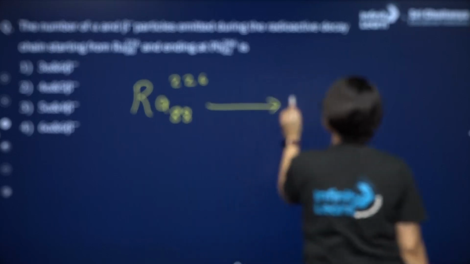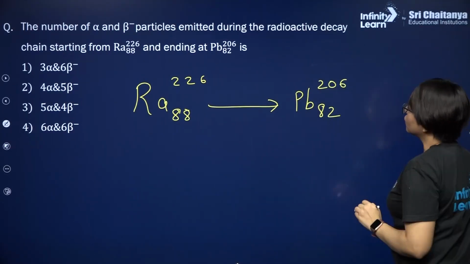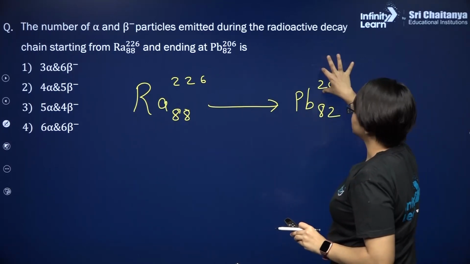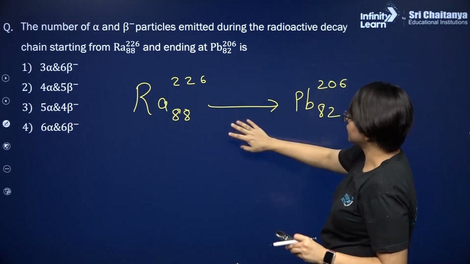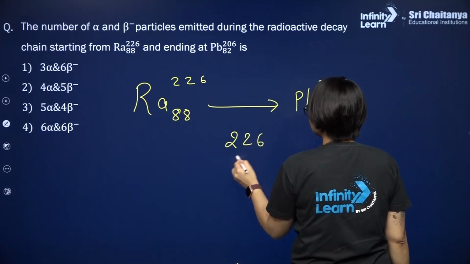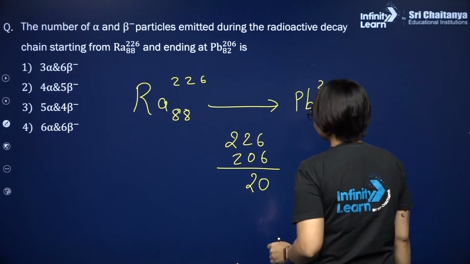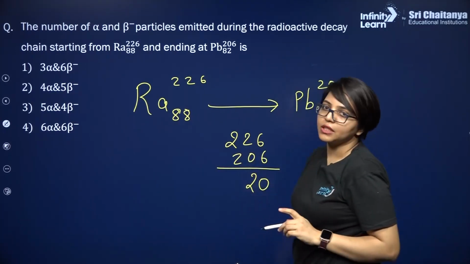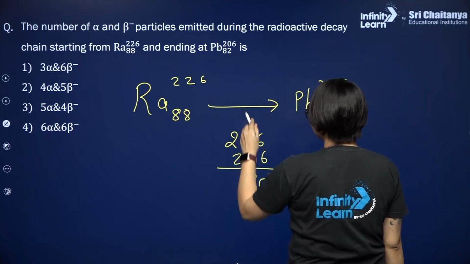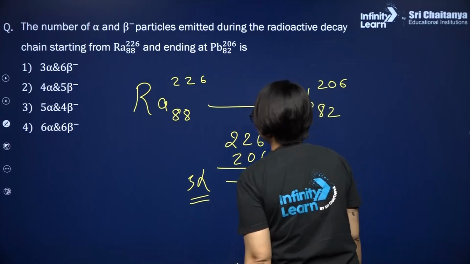Next is the number of alpha and beta minus particles emitted during radioactive decay from this to this. Over here the A value changes because of the alpha emission, not because of the beta emission. So, the difference is 226 minus 206, that is 20. If 1 alpha is emitted, the difference will be 4, but here we are getting a difference of 20, that means 5 alpha particles are emitted.